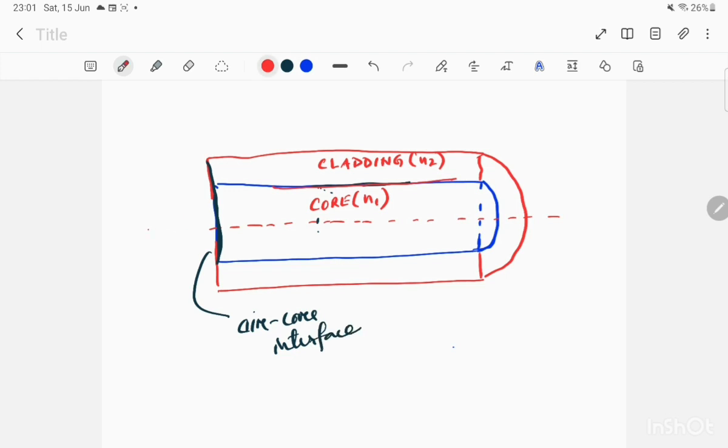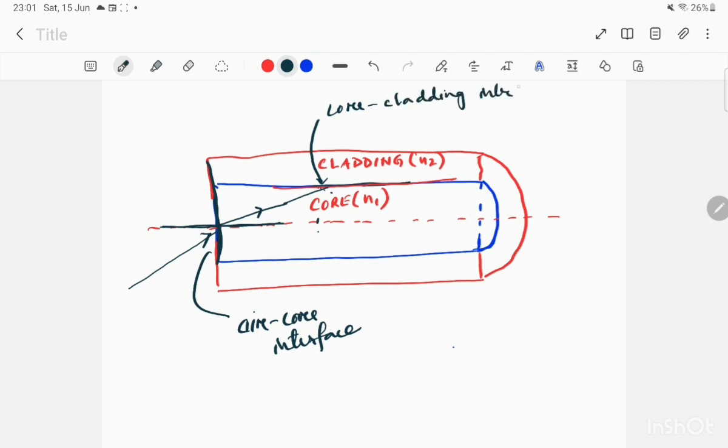Now say a ray of light is incident at the air core interface. Since it is moving from rarer to denser medium, obviously it will move towards the normal, and this is our normal drawn at the point of incidence. It will then fall on another interface, that is between core and cladding. So first refraction happens at the air core interface, another refraction happens at the core cladding interface.